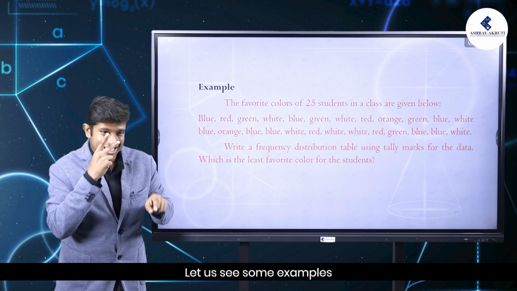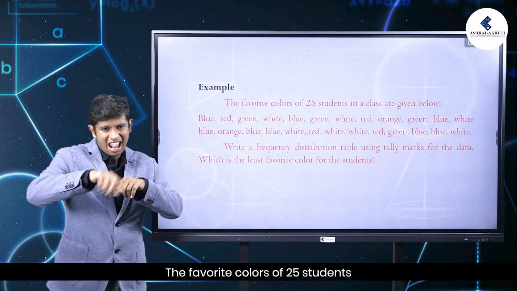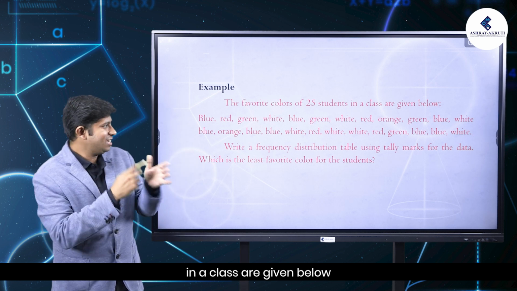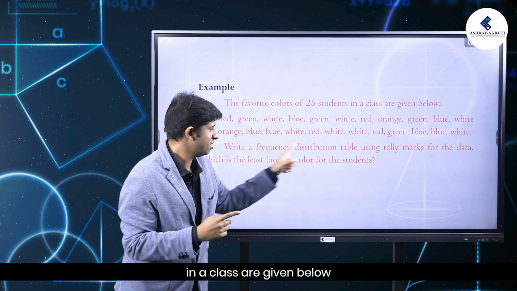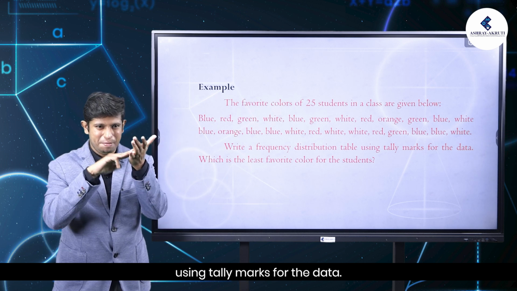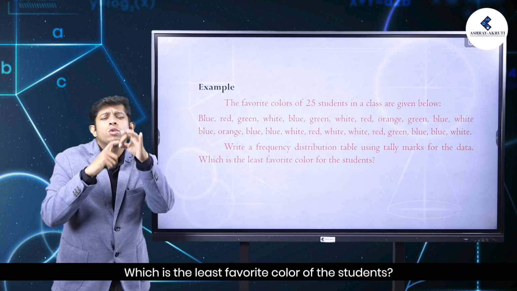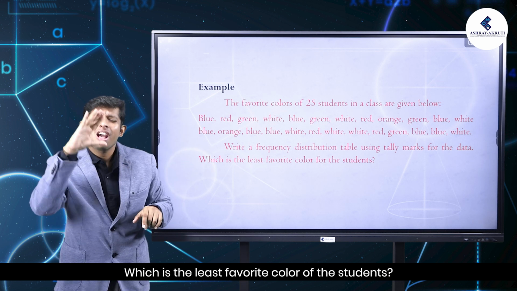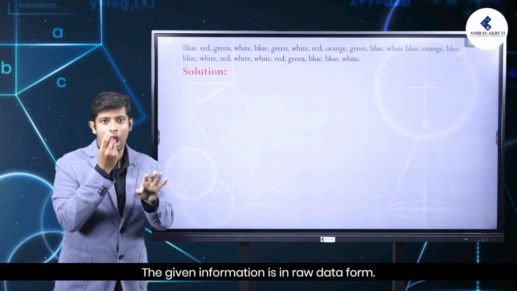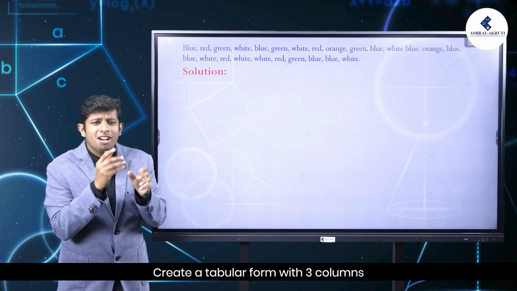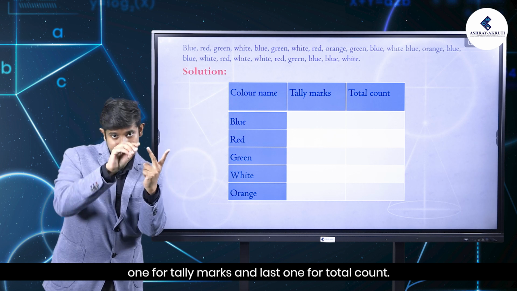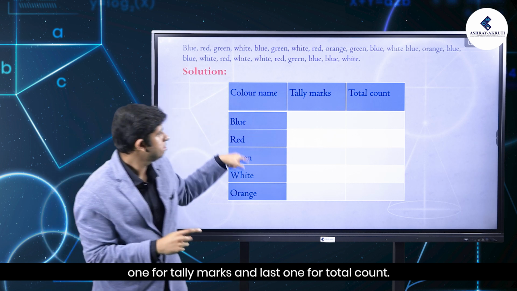Let us see some examples. The favorite color of 25 students in a class are given below. Write a frequency distribution table using tally marks for the data. Which is the least favorite color of the students? Solution. The given information is in raw data form. Create a tabular form with 3 columns, one for the name of the color, one for tally marks, and the last one for total count.